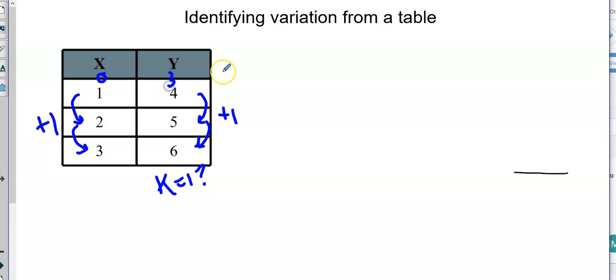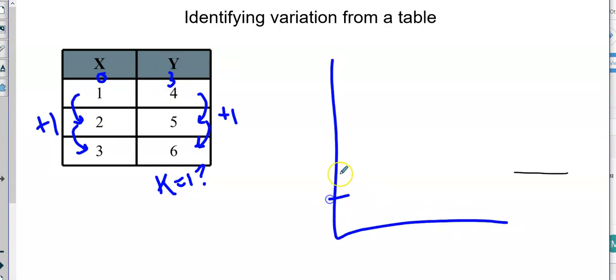this would be 3. Well, here's the problem with this graph. It starts at 0, 3, has a slope of 1. It looks something like that. Well, that doesn't start at 0, 0. That's not a direct relationship. So this is not direct variation here.